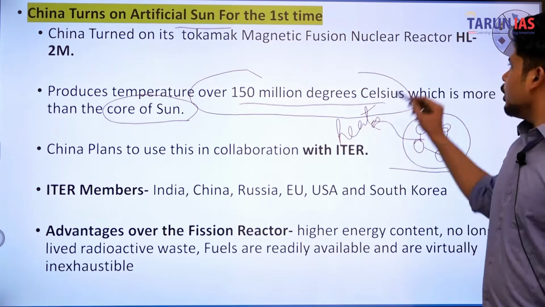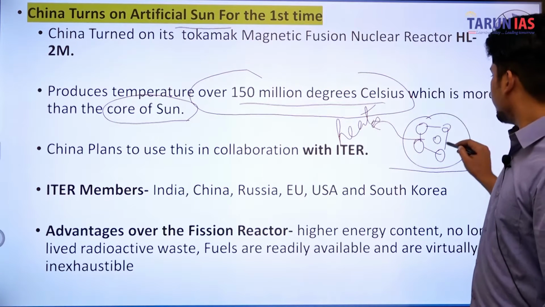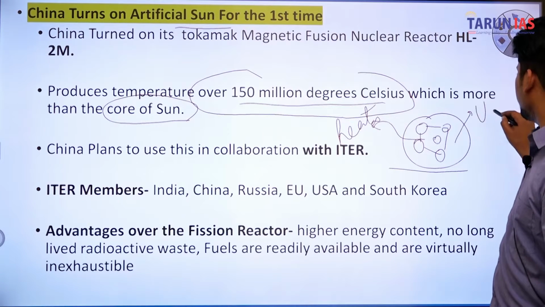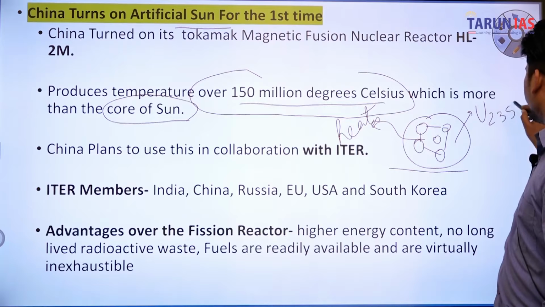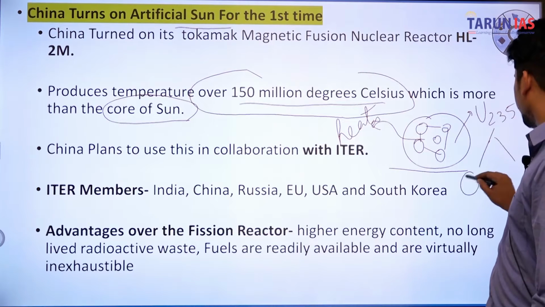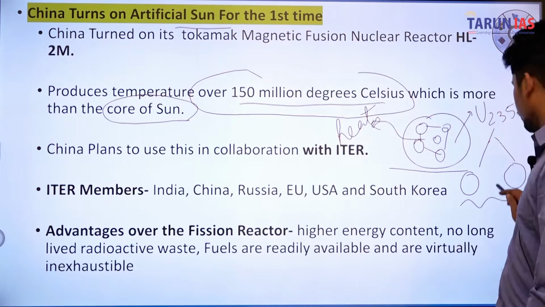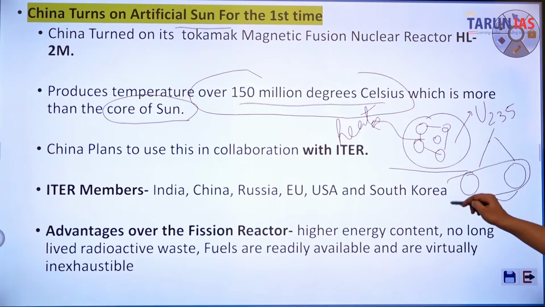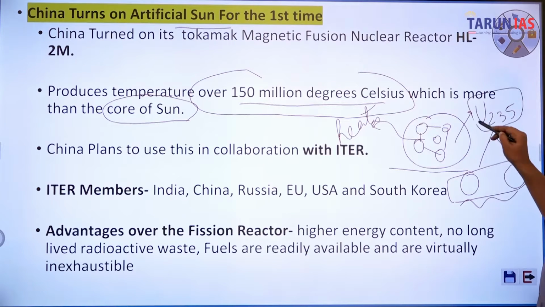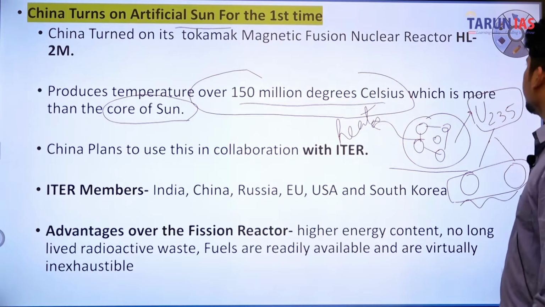In fission, a heavier metal like uranium U-235 breaks down into lighter elements. ठीक है? These are radioactive outputs. These two are also radioactive substances. This is also a radioactive element.